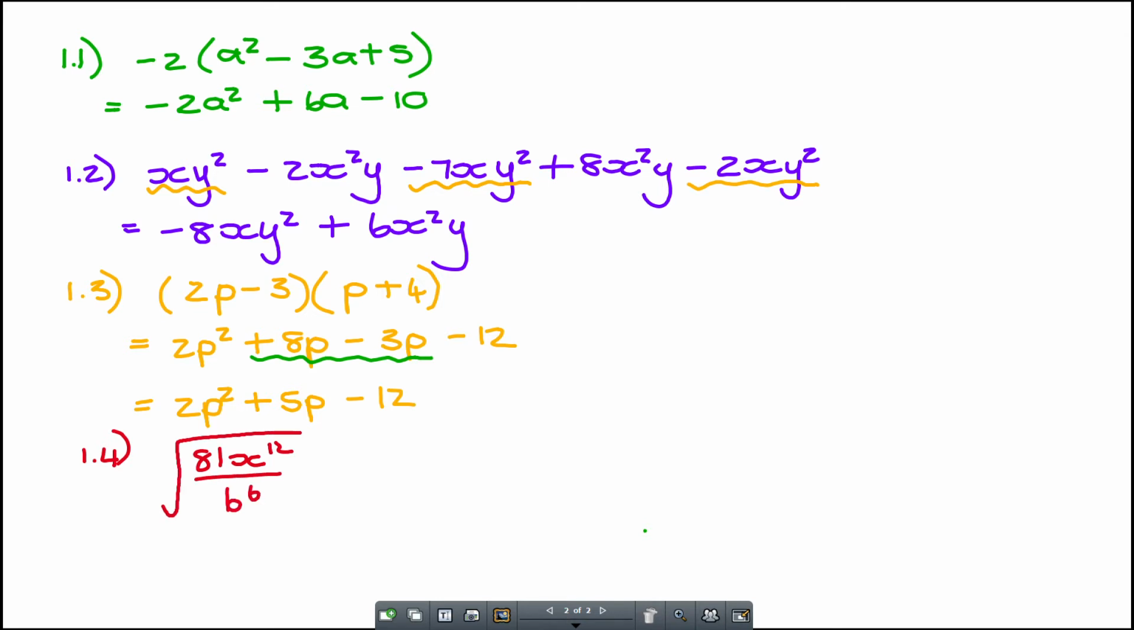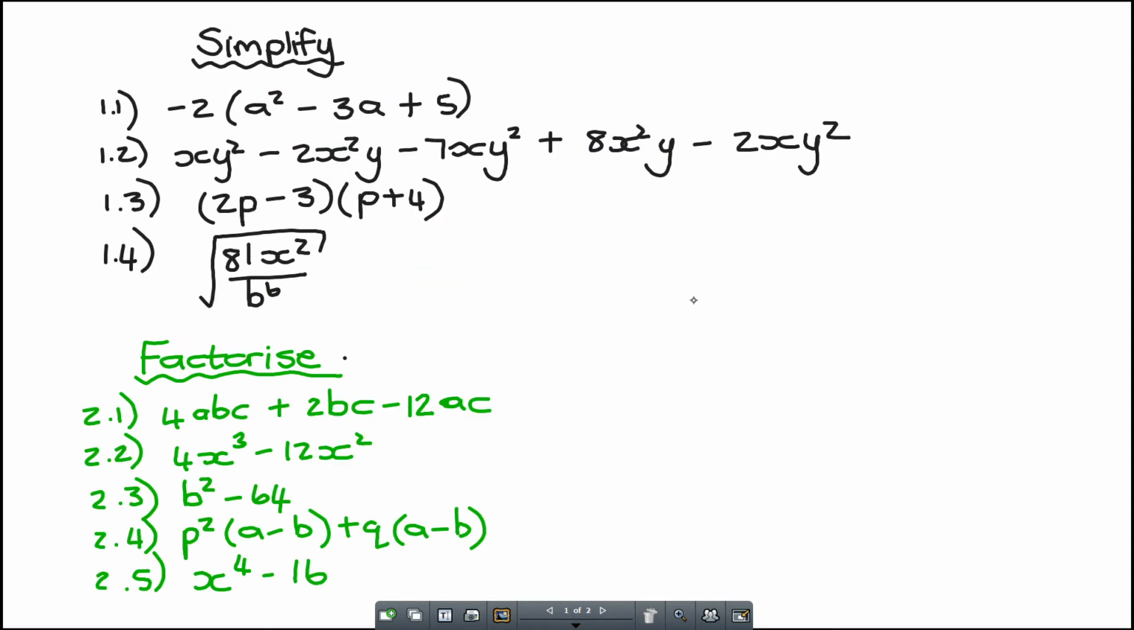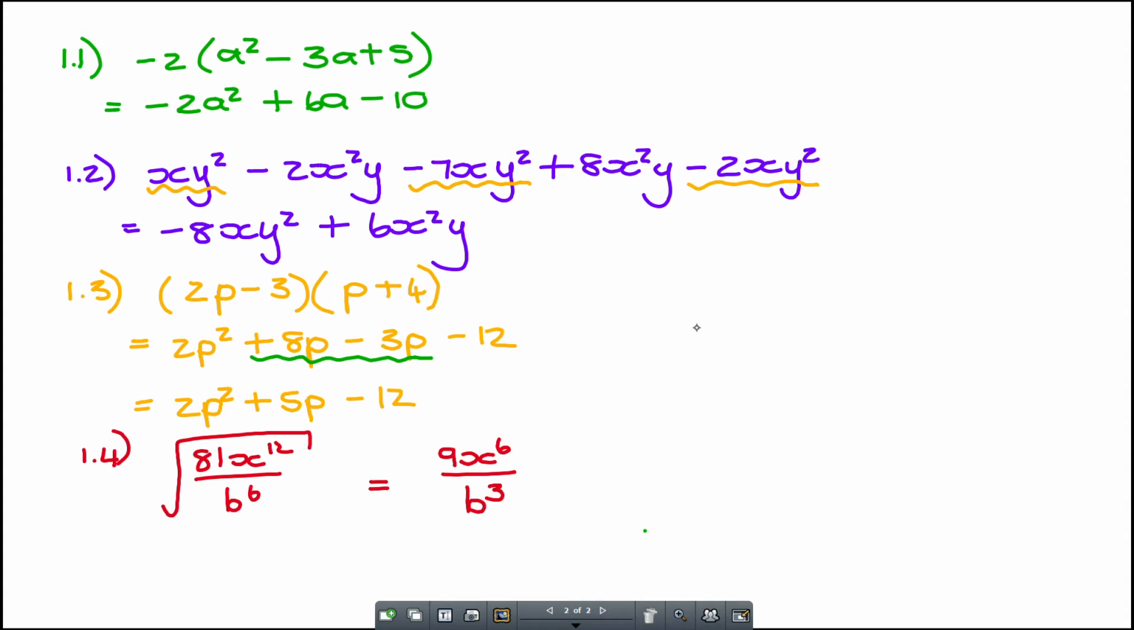I can get square root of all of them. So square root of 81 was 9. Square root of x to the power of 12 would be x to the power of 6. And then b to the power of... Then this will just become x. Okay, so any questions there? You guys good? Okay, can I skip?